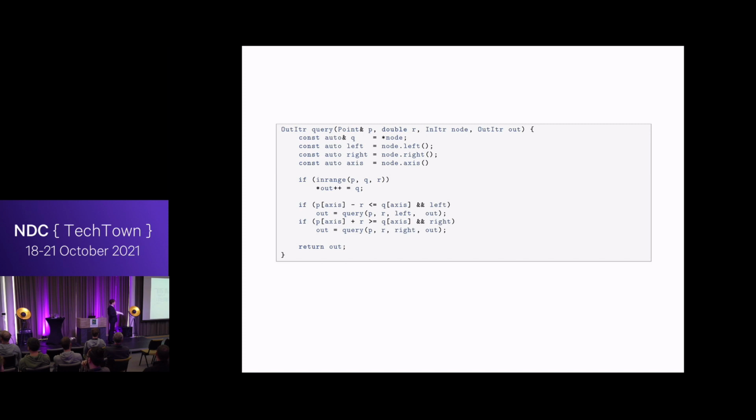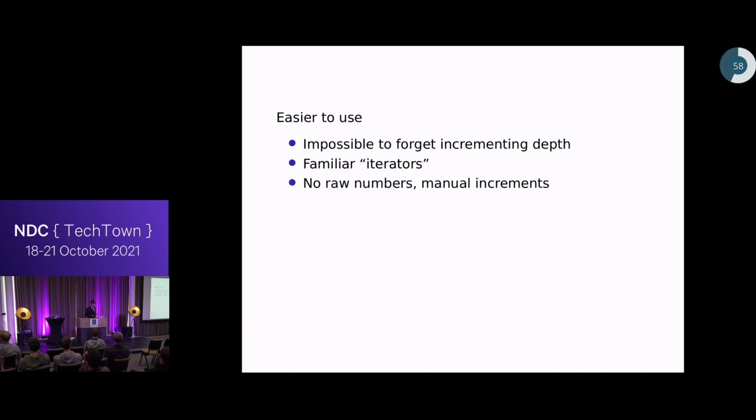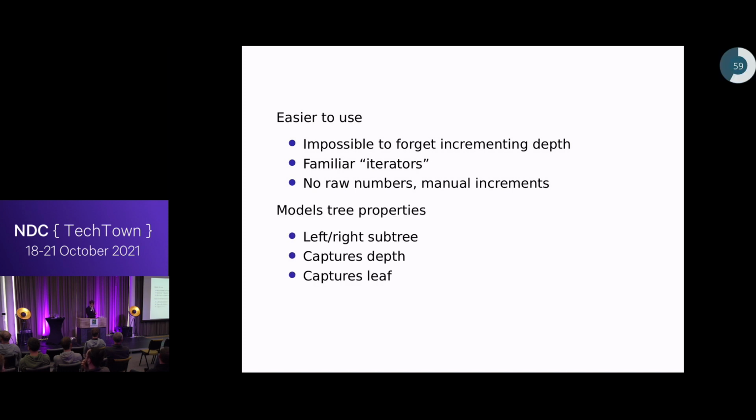So I think this is pretty easy to follow, too. Right? It's pretty neat. And more importantly, I think it sufficiently well models the essence of what a tree is, right? Okay, so just to really drive that point home on modeling the tree properties, you have your left and right subtree, you capture the depth somehow, and you capture the fact that a node is a leaf or not.